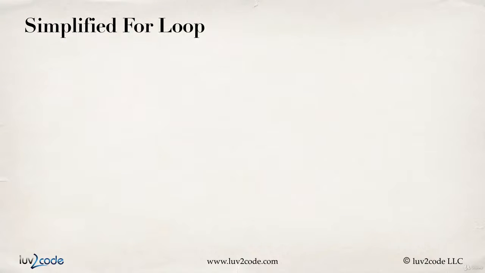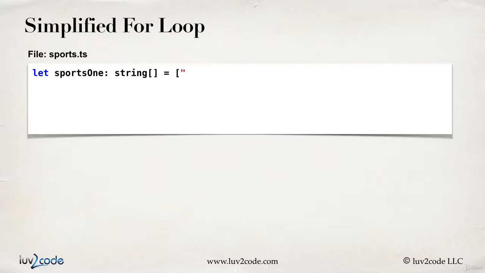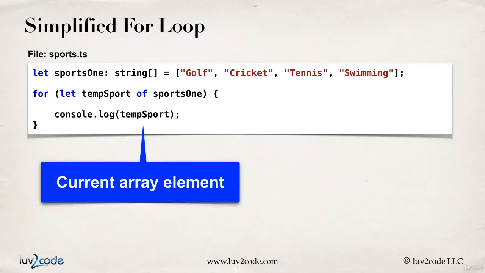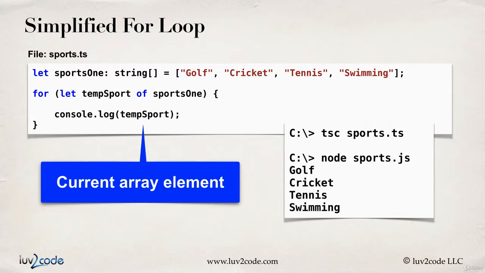And they also have the simplified for loop syntax. So here we have our array of strings, and now I can say for let tempSport of sports1. So notice the of, and then I do a console.log on tempSport. So that will give me the current array element, not the index like the i or whatever, the actual element itself. So here we get the desired output: golf, cricket, tennis, swimming. So the simplified for loop that you've seen in other programming languages.